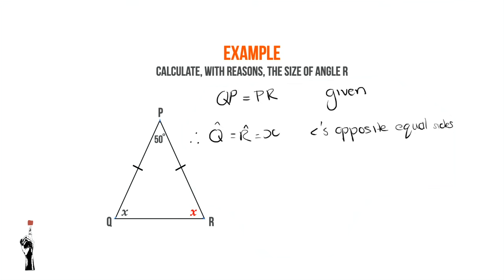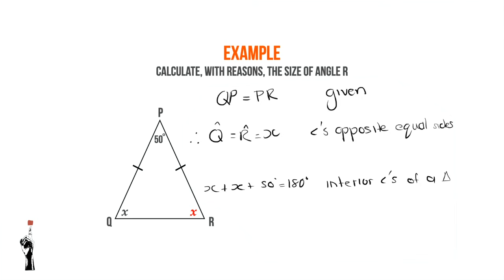Now, I want to calculate the value because they asked me the size of angle R. Now I know that all three of these angles added together has to give me 180 degrees. I have a theorem for that. So I can write x plus x plus 50 degrees is equal to 180 degrees. How do I know it is equal to 180 degrees? I have a theorem saying interior angles of a triangle. So I can simply write interior angles of a triangle.